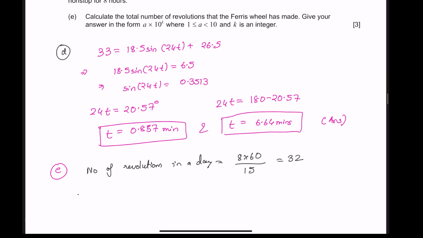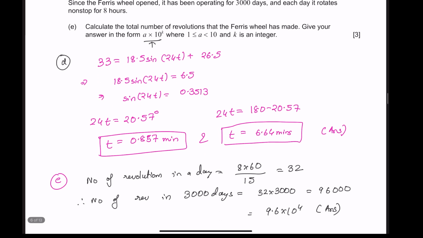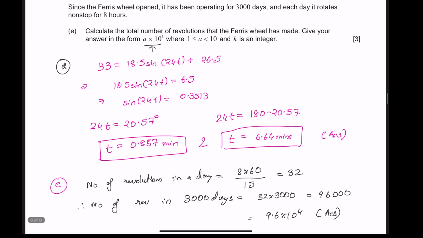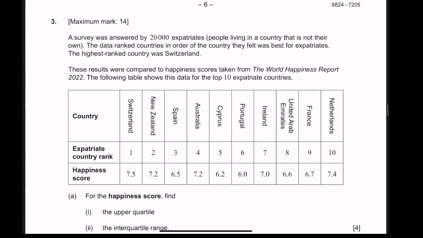Fine. And then number of revolutions in 3000 days, which is 3000 times 32. 96000. So I can write 9.6 times 10 to the power 4, and that will be the answer, because we have to give the answer in e times 10 to the power of k form. So here e is 9.6, k is 4. That's it. Now moving on to the next question.